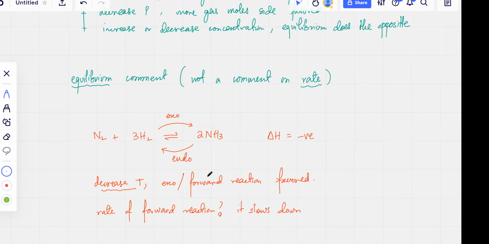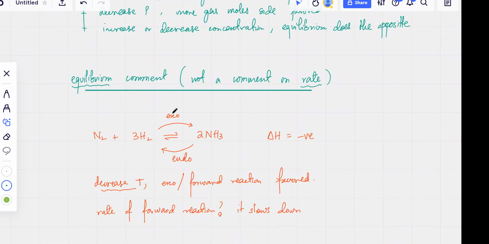But when we talk about equilibrium and we say that the forward reaction is favored, that means that even though both of them are slowing down, one of them is still faster compared to the other one. Is that clear? Okay, is this clear to everyone? Yes, sir. So just make sure that you know that a comment on equilibrium is not a comment on rate. It's just a relative comment on the speed of the reaction.